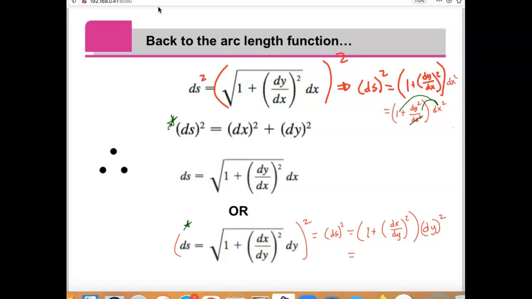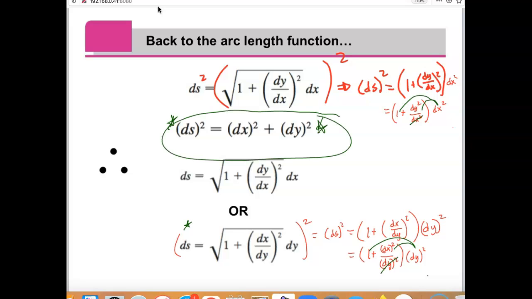All right, well, that's 1 plus dx squared over dy squared times dy squared. Right? And then now distributing the dy squared. When I distribute it to that one, it's going to cancel out the dy squared and leave me with only dx squared. When I distribute it to the one, I end up with just dy squared plus dx squared, which is again the same as this.